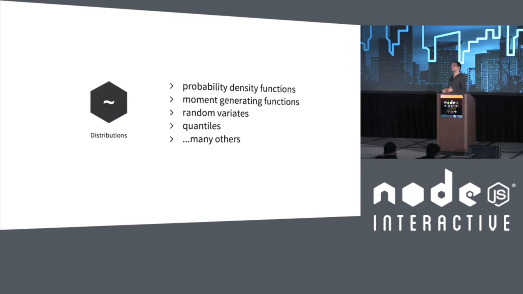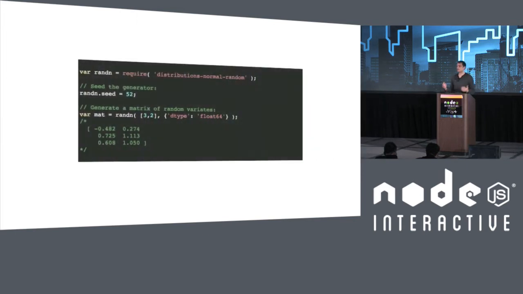There's also things for doing statistical analysis, like statistical distributions whenever you want to model your data. Everything from probability density functions to moment generating functions to generating random variates to performing statistical analysis, and many other things. So how do these work? Well, once again, they're just modules that you require, right? So in this case, we can generate random normal variates and output them into a matrix. And of course, once they're in a matrix, every other compute function knows how to actually operate on those things.